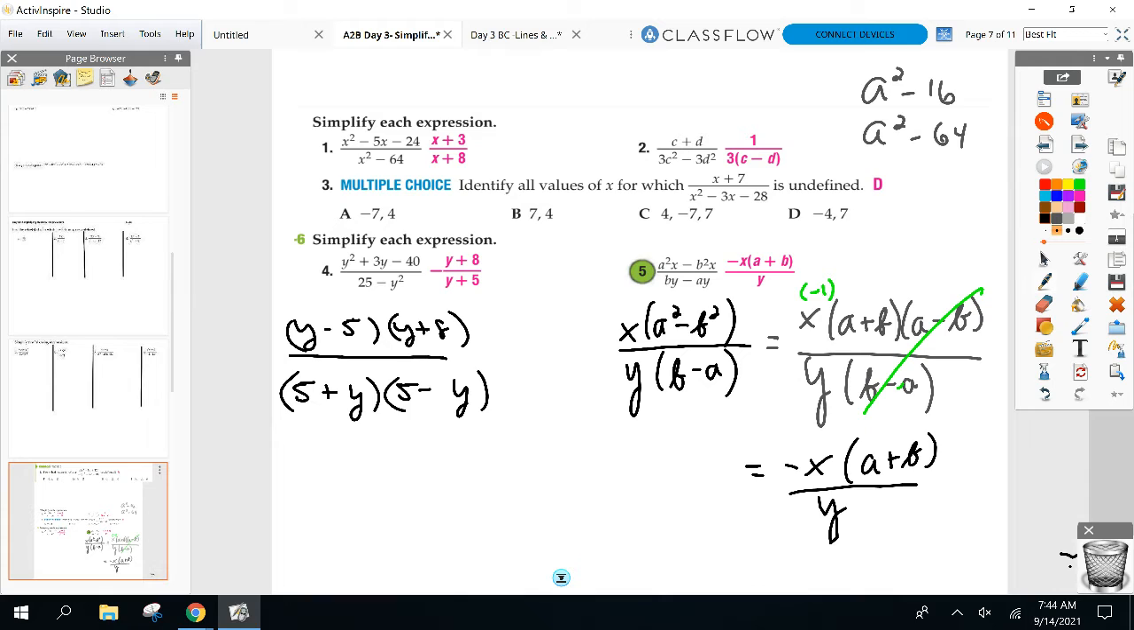And now what do you see again? Opposites, y minus 5 and 5 minus y. They both have different signs. What are you left with? -1. So negative y plus 8. If you want to distribute that negative, go ahead. And then 5 plus y. Again, like I said in the last problem, if you want to take this negative and put it down here instead, that's also correct. Okay?